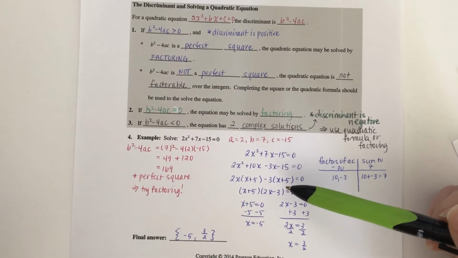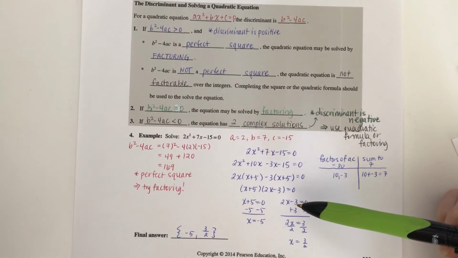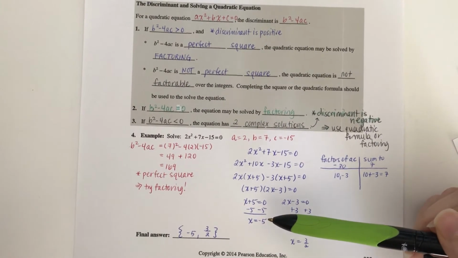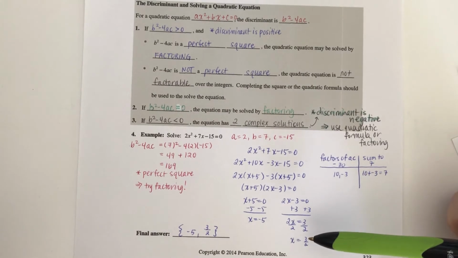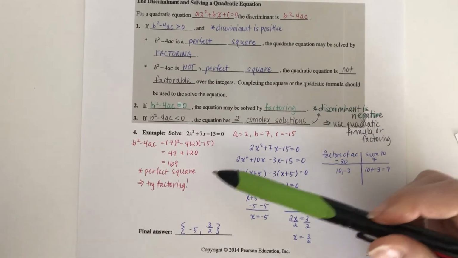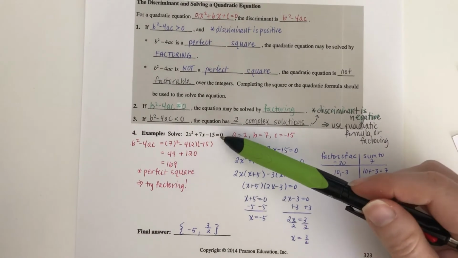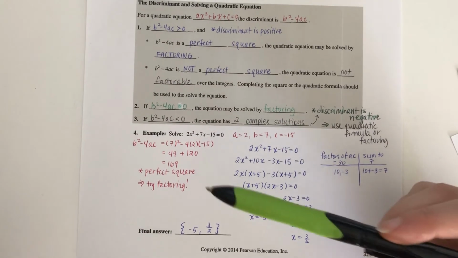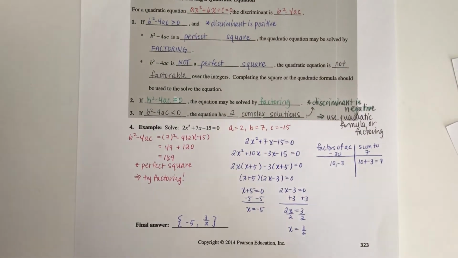Using the zero property, I split up each of these factors, and I found that my two solutions were x equals negative 5 and x equals 3/2. So the discriminant helped me to determine that I could factor this, and that I did not need the quadratic formula to do it. So let's look at some of the other cases of what the discriminant might give us.